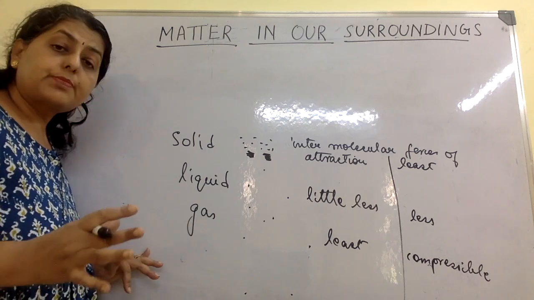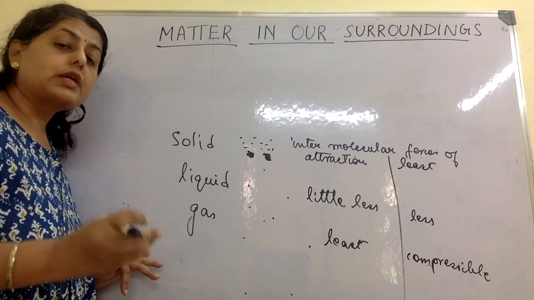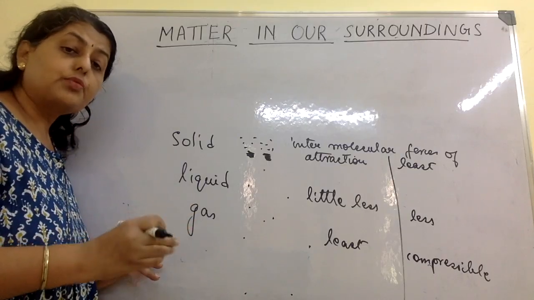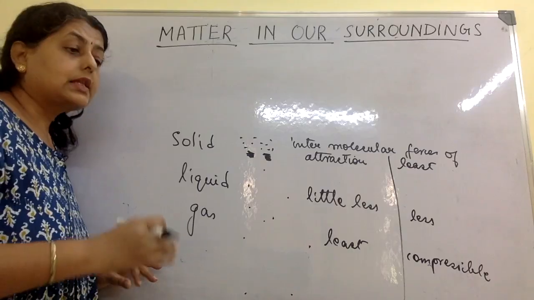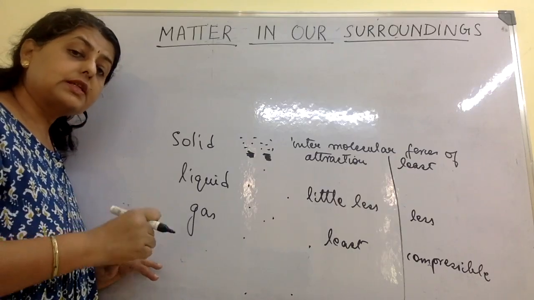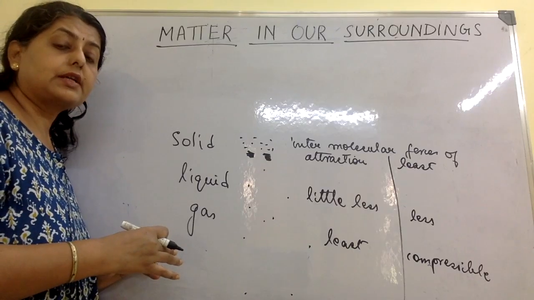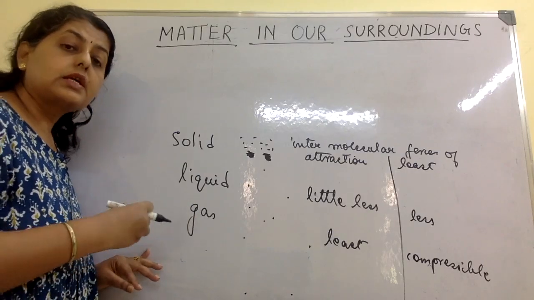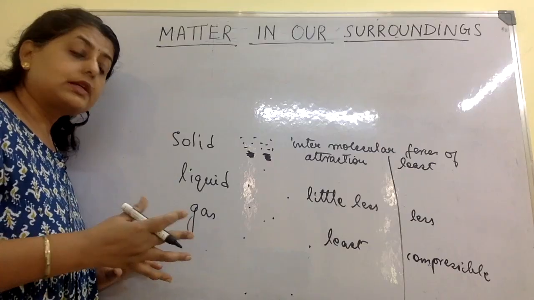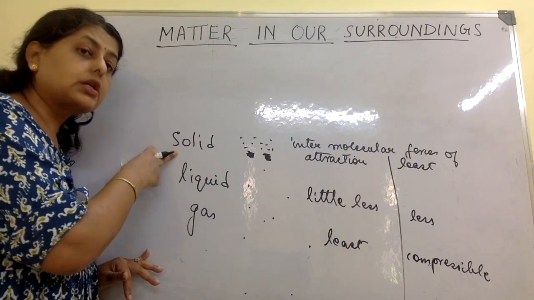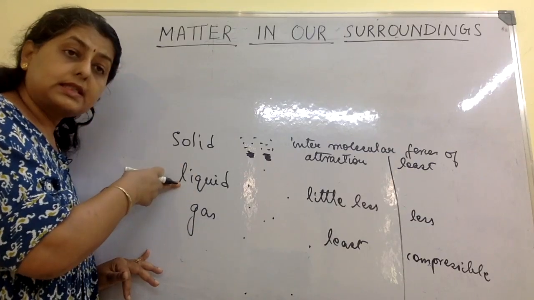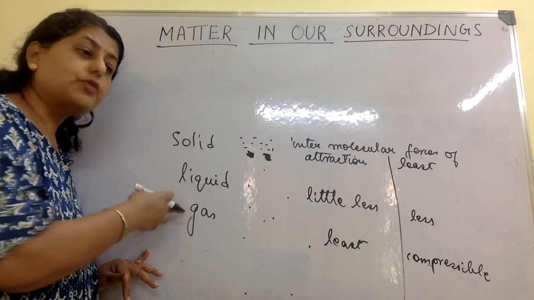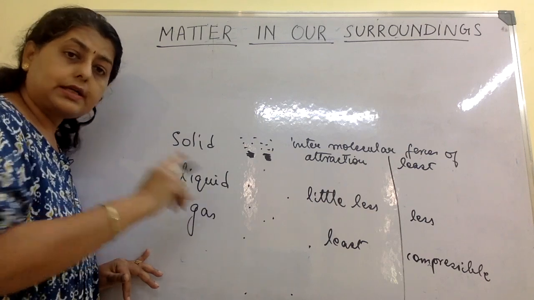So gases have no fixed volume and no fixed shape. If you keep them in a container, they will take the shape of the container. Otherwise, if they are in open space, they will just spread out. So solids are rigid with fixed volume; liquids have fixed volume and take the shape of the container; gases have no fixed volume, and take the shape of the container.